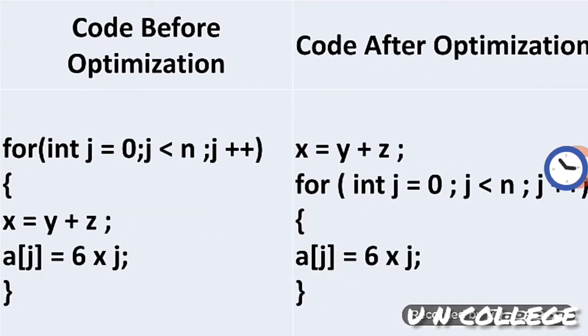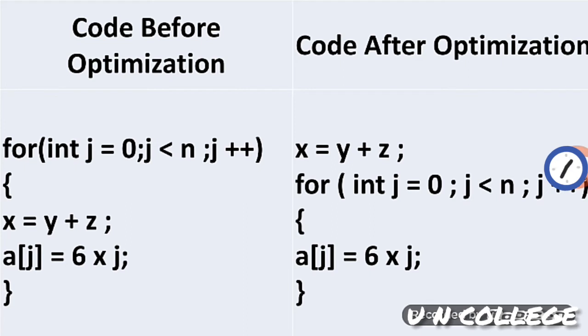Here I have used one example so that you will be clear on the concept. Code before optimization: for int j equal to 0, j less than n, j plus plus, then inside the loop x equal to y plus z, a of j equal to 6 into j. If we implement optimization, then the code may be written as x equal to y plus z. Then for int j equal to 0, j less than n, j plus plus, then inside the block we have a of j equal to 6 into j.